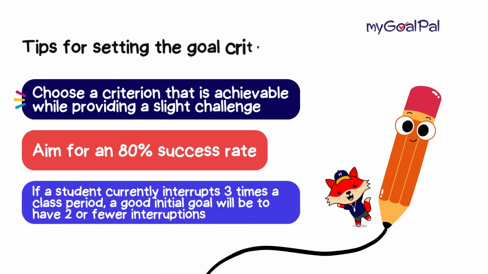Once you have selected your goals, the next step is to decide on the criteria for each goal, or how the student must score on the goal to earn it yes. The criterion should be achievable for the student but should still provide a slight challenge. A good rule of thumb is that the goal should be set so that the student would meet the goal about 80% of the time. For example, if a student currently interrupts about 3 times a class period, then a good initial goal would be to interrupt 2 or fewer times per period.